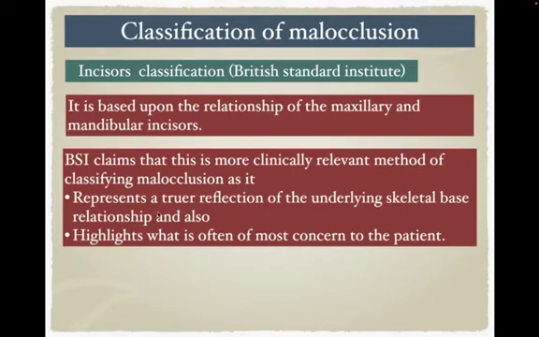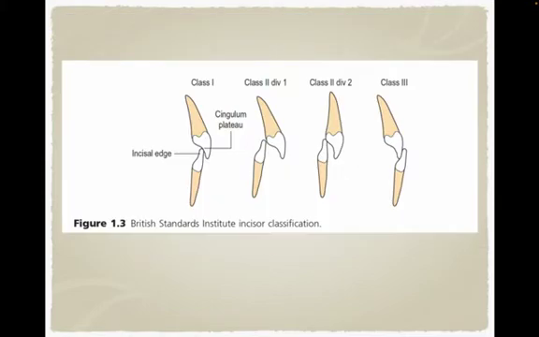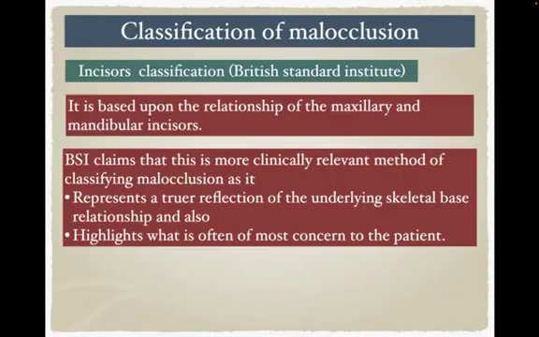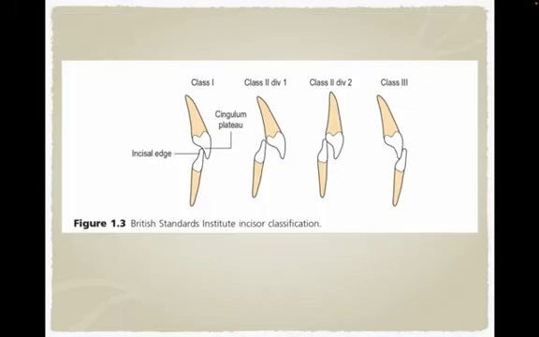Why? Because they claim it represents a true reflection of the underlying skeletal relationship and highlights what is often most of the concern of the patient, which are the incisors. So the reason why the BSI suggested this kind of classification is because they said it is closer to representing the skeletal relationship, and it highlights the patient's chief complaint. That's why they decided to use it. Orthodontists in the UK as well use the British Standard Institute. So what is the incisor classification?